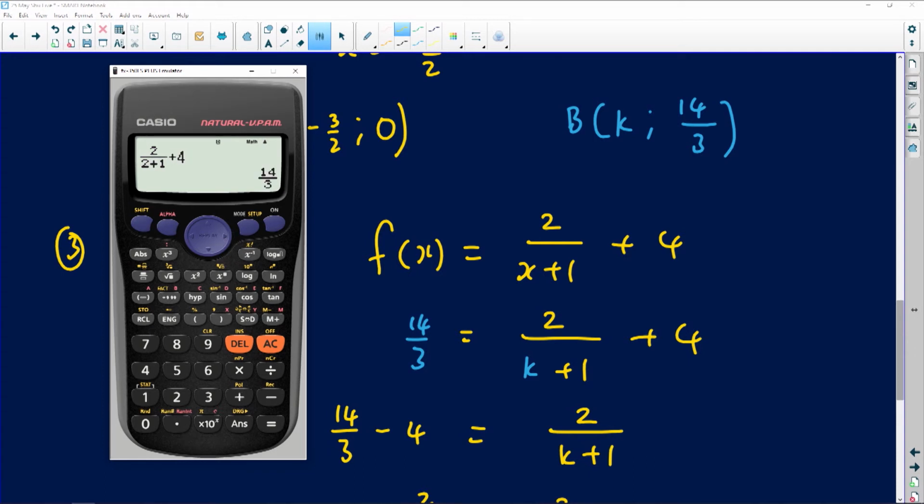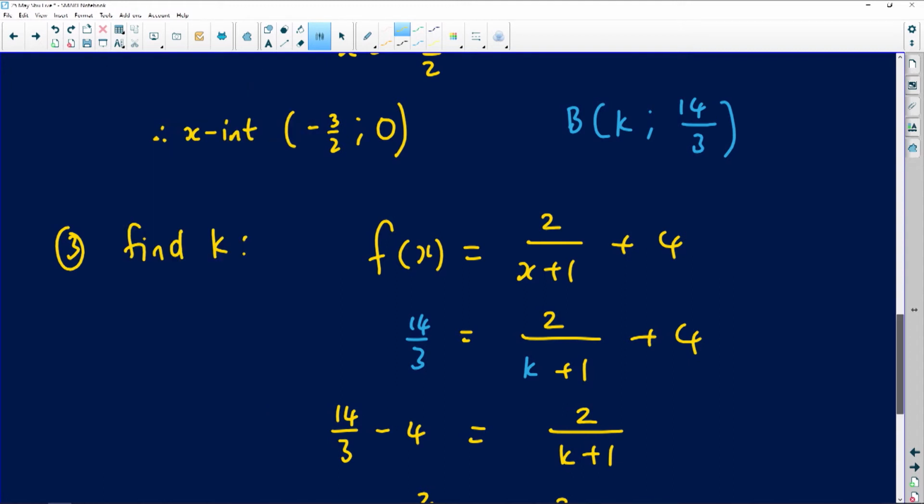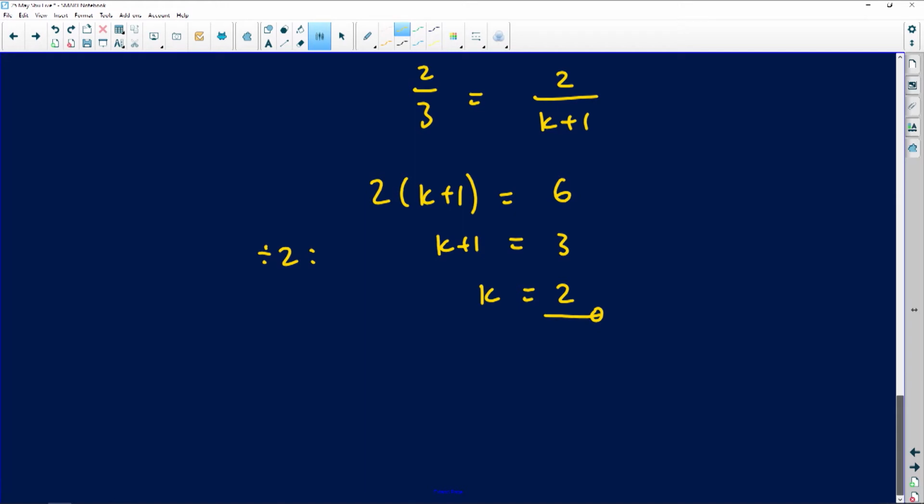You're ending up with 14 over 3, which tells you when X is 2, your Y value is going to be 14 over 3, which confirms that indeed the coordinates of B are going to be 2 and 14 over 3. So I found the value of K. Okay, the next question. Next question says we need to write down the coordinates of C.